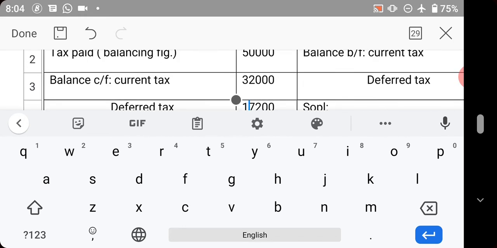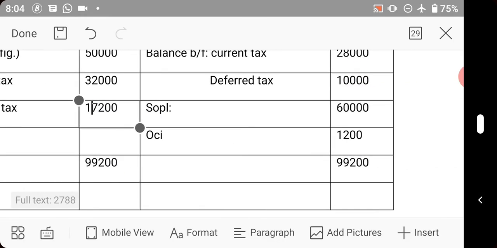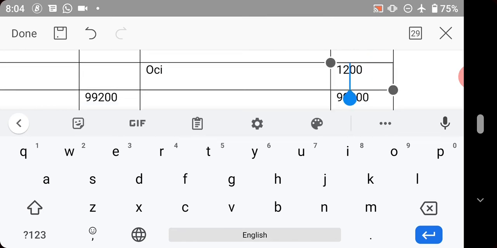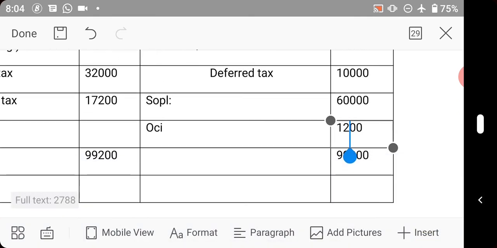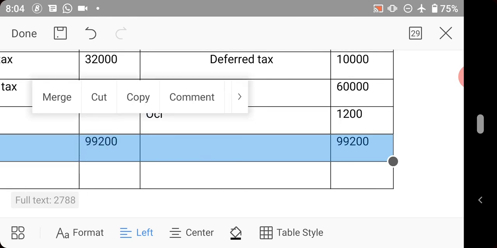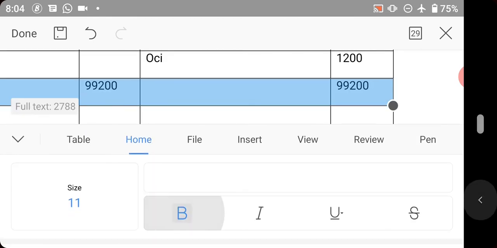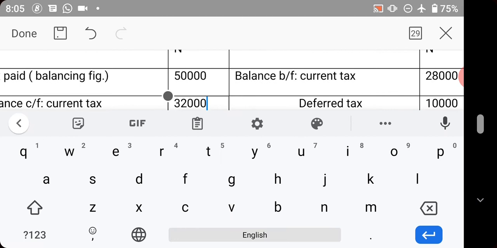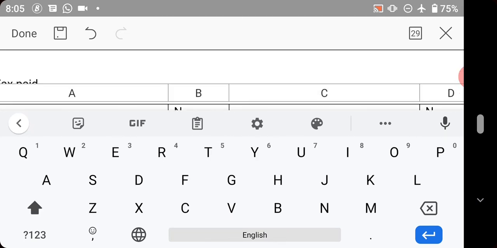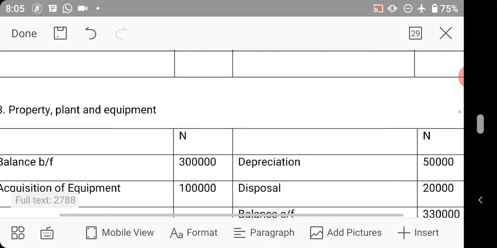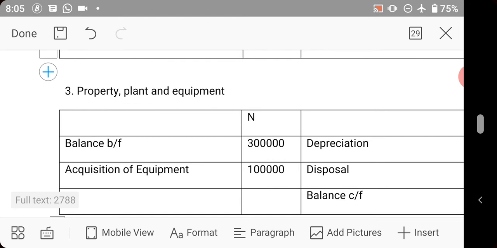This one is current tax, which is income tax. Now, the tax provided in the statement of profit or loss was 60,000, and OCI was here also. So with this, you now take total. The two sides of the accounts must be equal. You mustn't forget. Since it must be equal, we'll come down and find the difference. So it will be 99,200 minus this, and this will give us 50,000. This becomes our tax paid. We are done with working number 2. The next one is property, plant, and equipment.